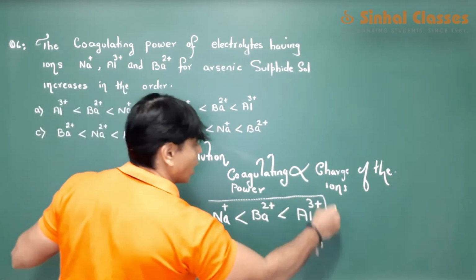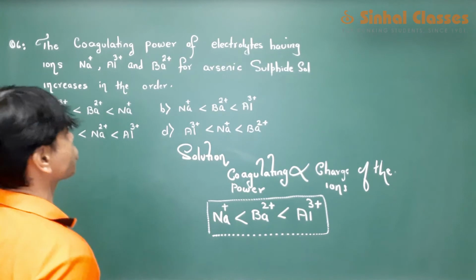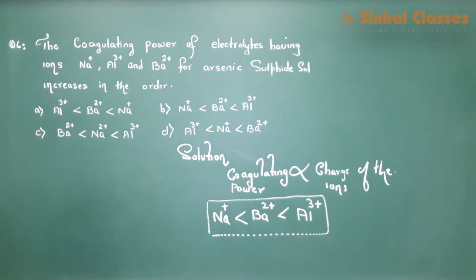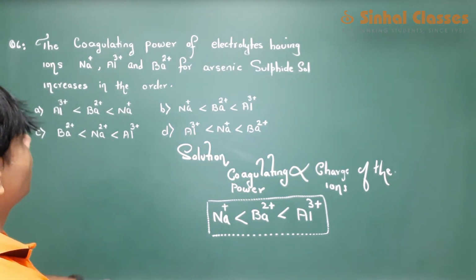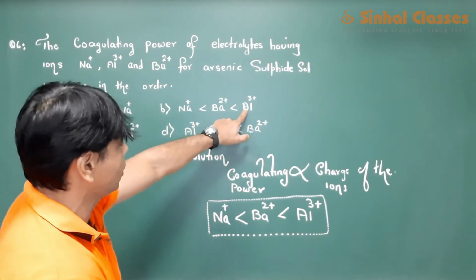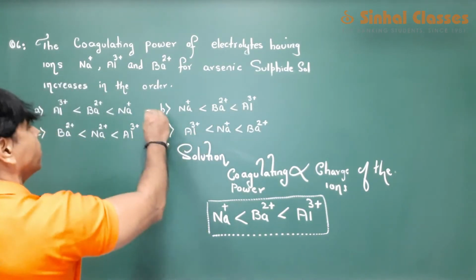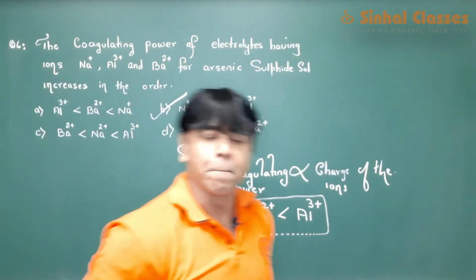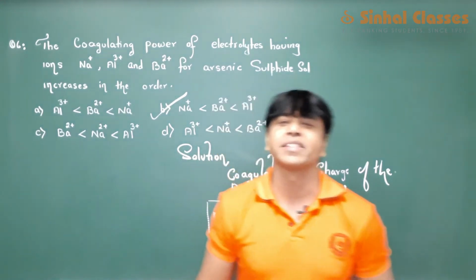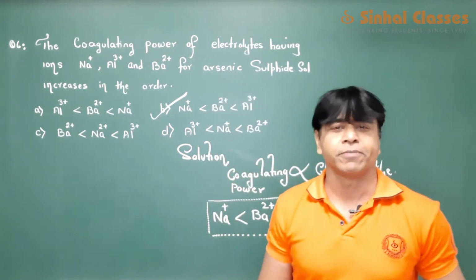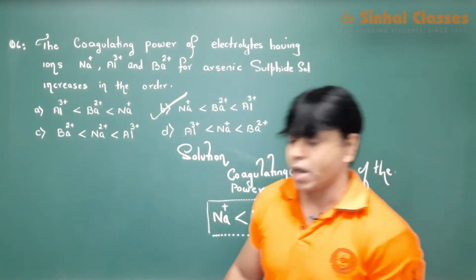So your answer for this question will be aluminium first, then barium, then sodium. So your answer is B. Option B is the correct answer. Okay, let's go for the next one now.